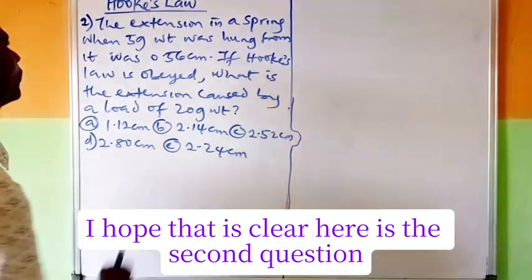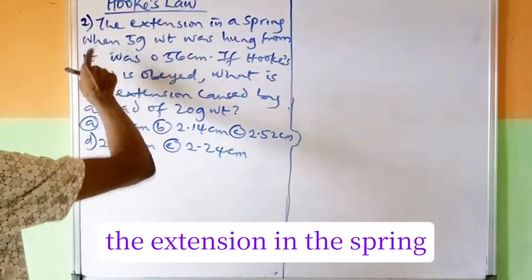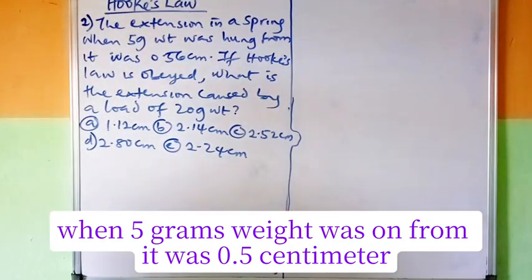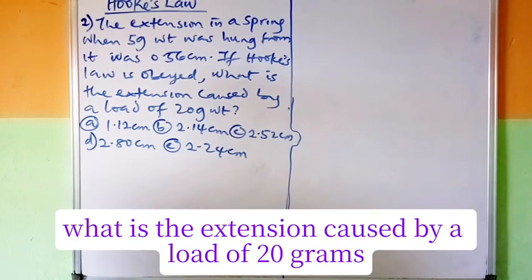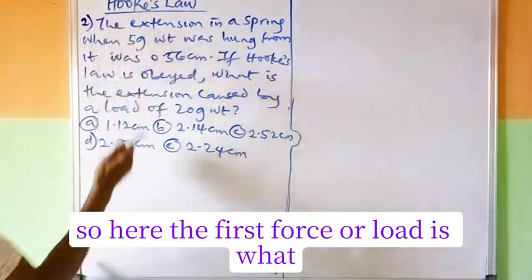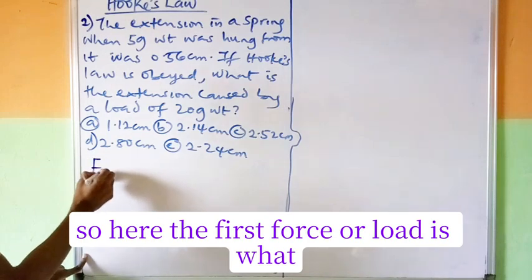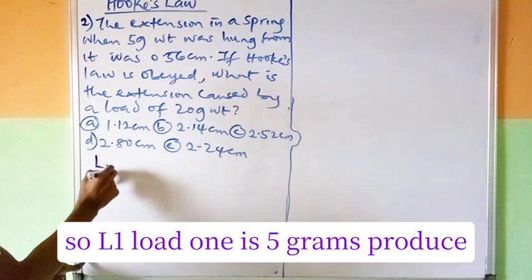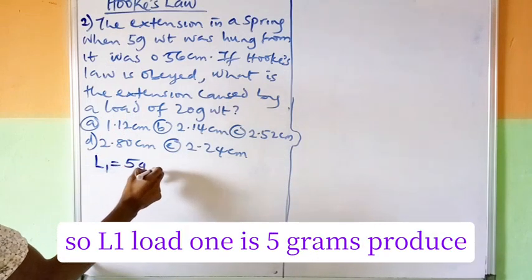Here is the second question. The extension in a spring when a 5 gram weight was hung from it was 0.56 centimeter. If Hooke's law is obeyed, what is the extension caused by a load of 20 grams? So here, the first force or load is what? Let me use load since it was weight. So L1, load 1, is 5 grams.